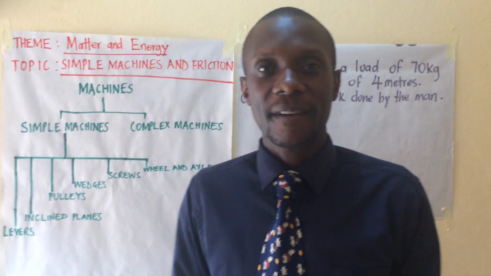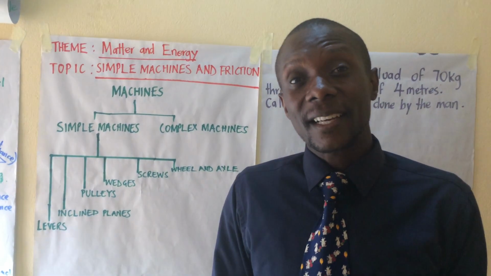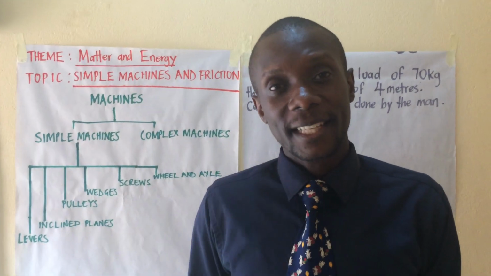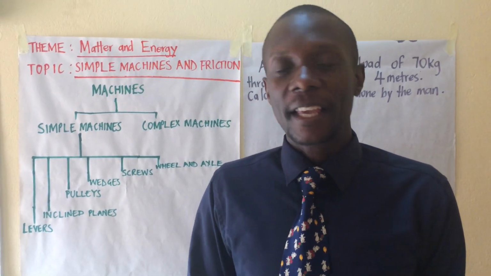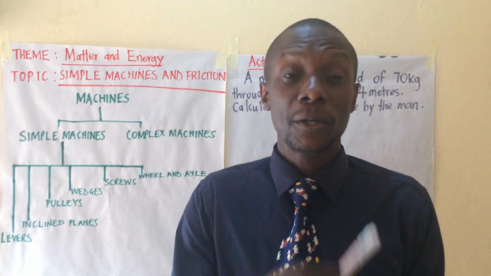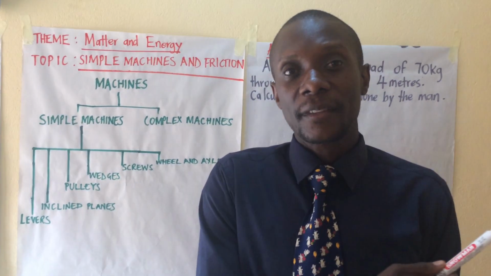How do machines simplify work? There are 3 major responses here. 1, they make work get done faster. You can say they increase the speed at which work is done. If someone is using a car and you're walking on foot, they will reach before you. The machine has simplified work for them.